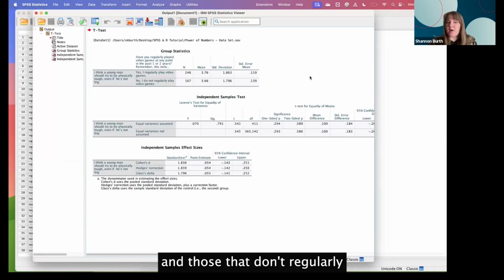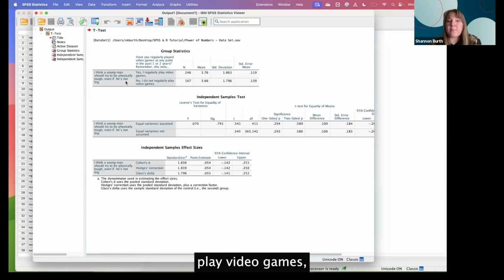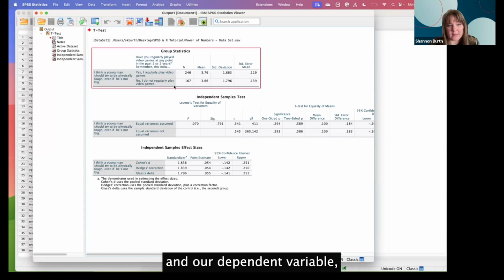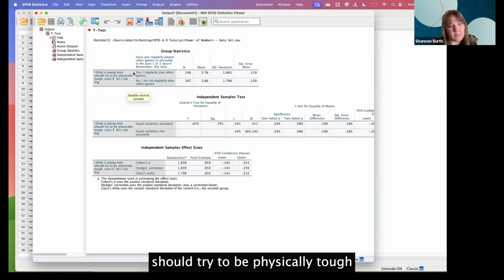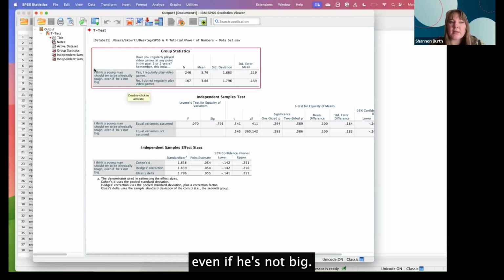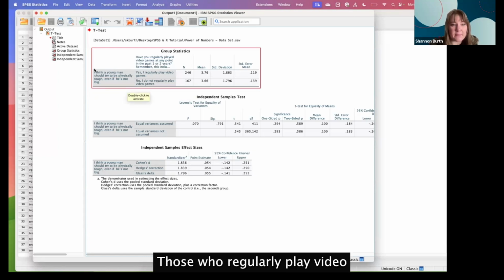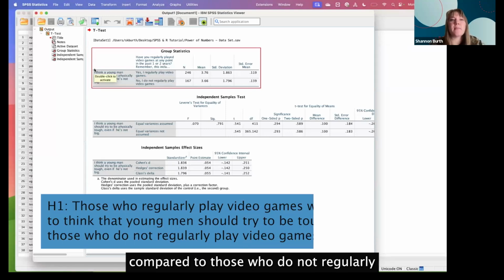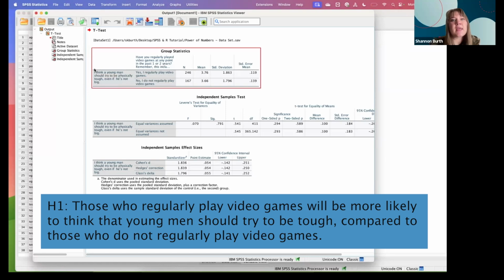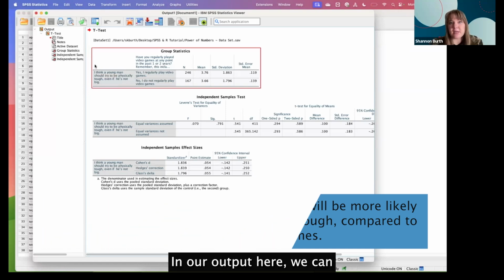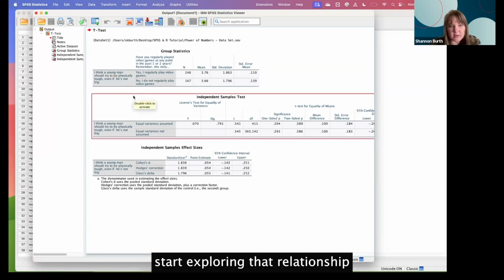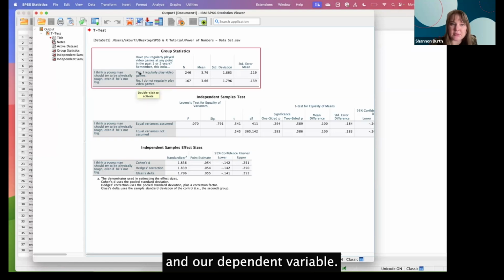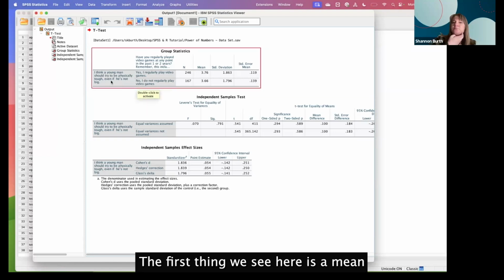So using our grouping variable that compares those that regularly play video games and those that don't, and our dependent variable, the item "I think a young man should try to be physically tough, even if he's not big," we can test the hypothesis: those who regularly play video games will be more likely to think that young men should try to be tough compared to those who do not regularly play video games. In our output here, we can start exploring that relationship between those two groups and our dependent variable.